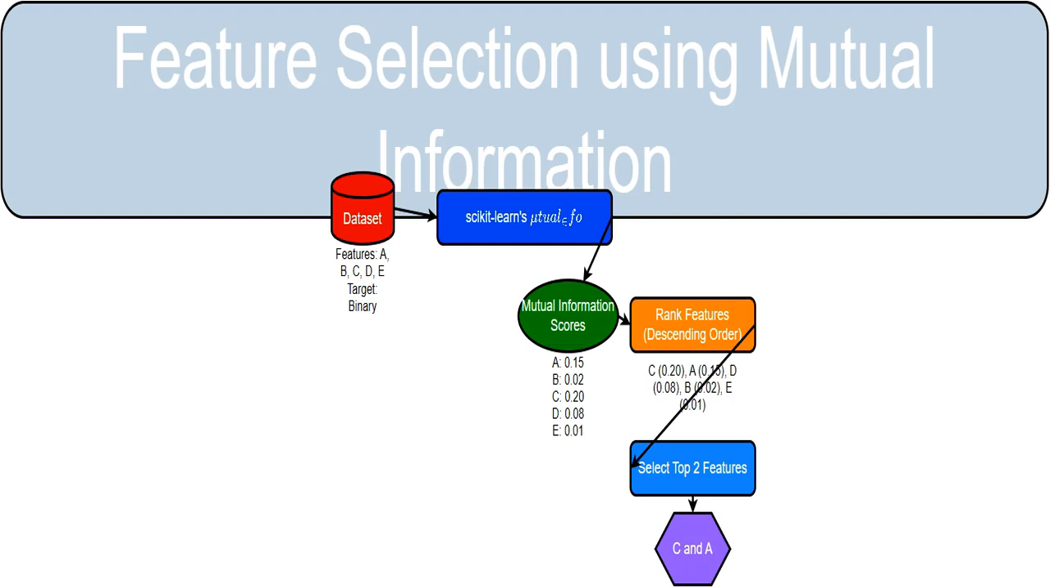I'm using mutual information to pick the best features from my dataset. It's like a detective looking for clues. The features with the strongest relationship to the outcome are the most important ones.